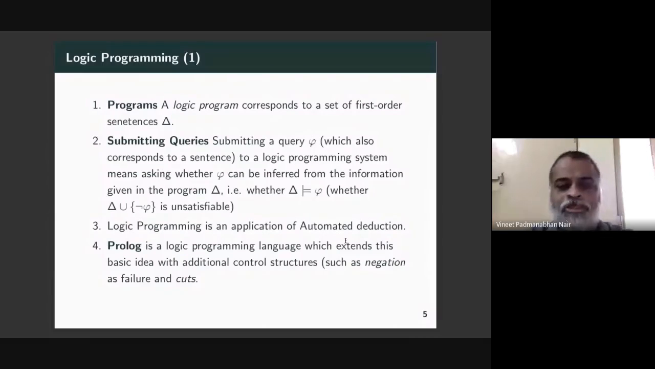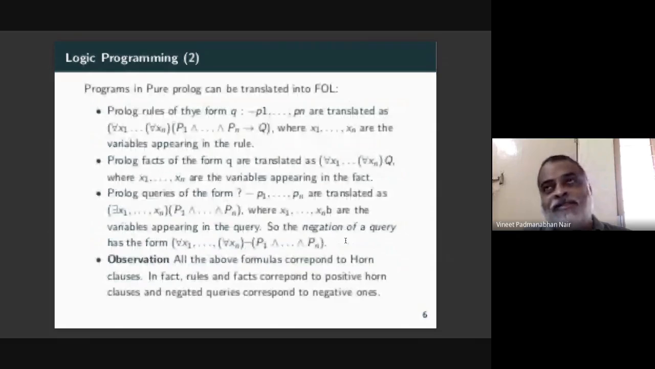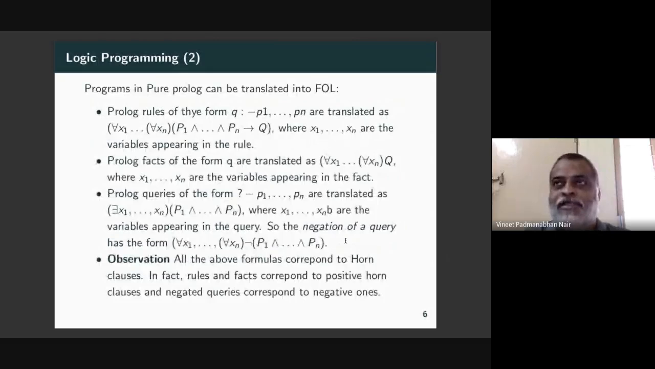So logic programming is an application of automated deduction, and Prolog is a logic programming language which extends this basic idea with additional control structures. For example, negation as failure and cuts. Cut will come towards the end of the whole lecture. In Prolog, negation as failure, you already know, is proof by contradiction basically. Programs in pure Prolog can be translated into first order logic. That is the relation between these two.